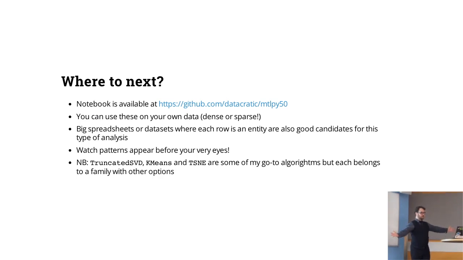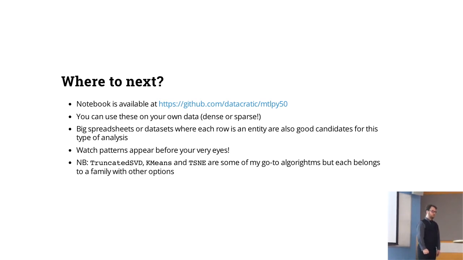So where to next? This notebook is available on GitHub. Under the Datacratic GitHub, you can check out the code and run it on your own data. You can actually use this on data that's not wide sparse matrices if you want to. I just use this as an example. If you have a spreadsheet where every row is a person and you have a bunch of information about that person, there's usually a fair bit of redundancy there. You can run SVD to compress it and then look at the clusters that come out. These are very easy algorithms to use.